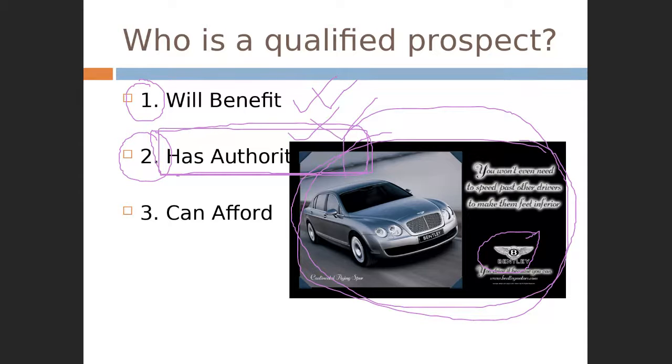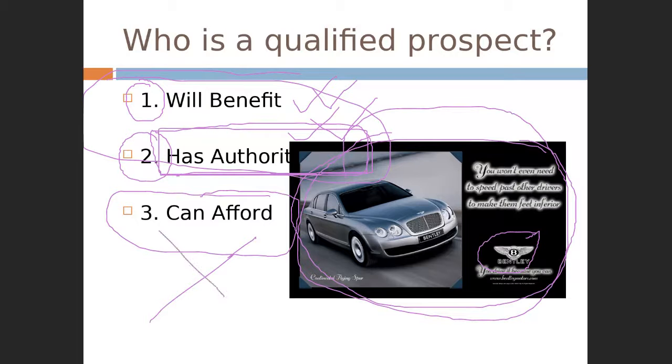Okay. But can I afford to buy a Bentley? The answer is not till I win the Michigan lottery. So even though I'll benefit from a Bentley, and I think I have the authority to buy a Bentley, I am not a qualified prospect because I can't afford it. So those are the three things that you'll have to look at when you try to qualify a prospect.